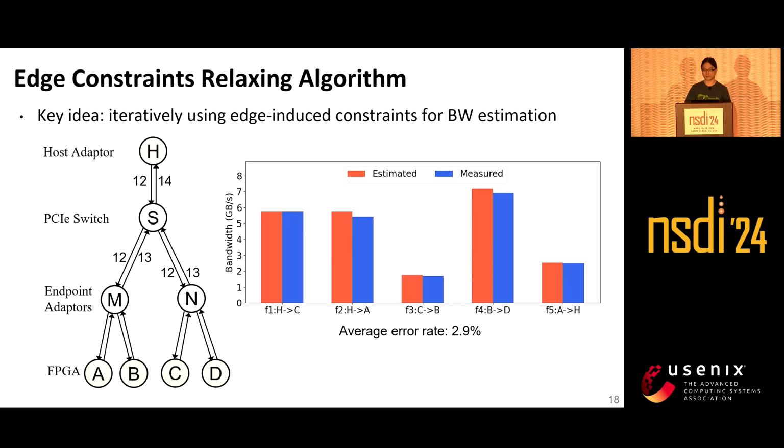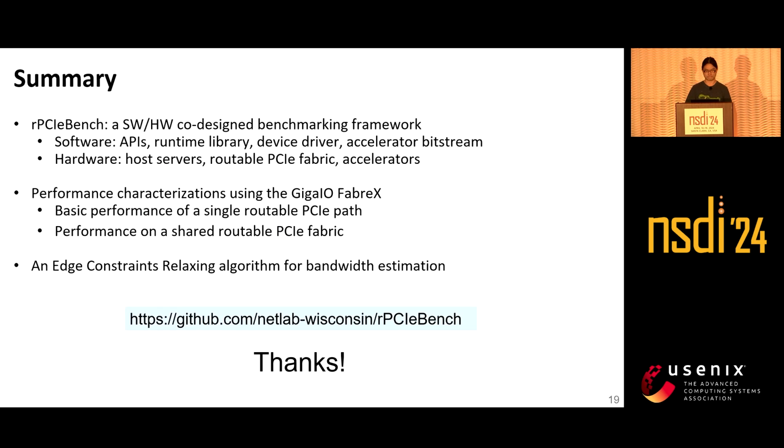We further conduct a validation experiment to prove its correctness. This figure shows the estimated bandwidth and the actually measured bandwidth for multiple flows sharing the common fabric of our testbed. We find that these two bandwidths are very close to each other. The validation experiment has an average error rate of 2.9%.